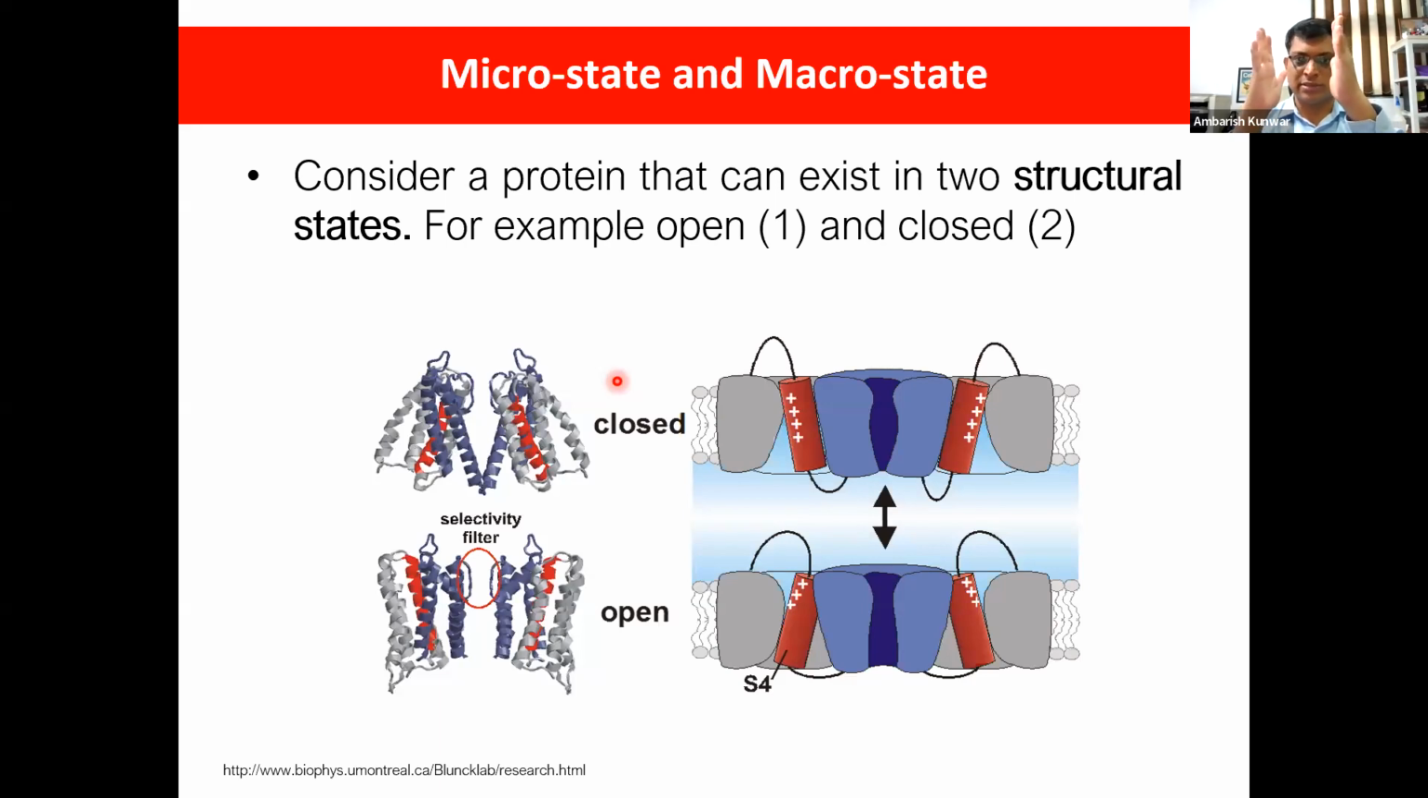Similarly, when the protein is in the closed state, no ion can pass. Although overall the state looks like a closed state, if you look closely, even in the closed state all the atoms will keep changing their positions because of thermal fluctuation. So even in this closed state, there can be different possible arrangements of the atoms, and each of these different possible arrangements of atoms in the closed state will give rise to a different microscopic state that corresponds to a given macroscopic state.